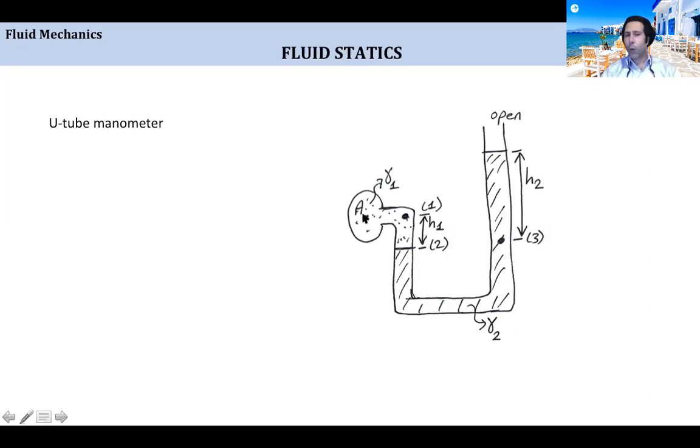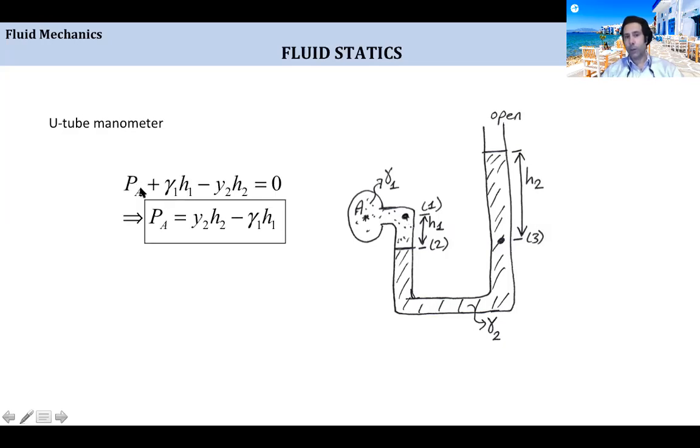Again, we start from one end of the manometer and we work our way around to the other end. We can start from the left end of the manometer or we can start from the right end of the manometer. It doesn't matter, okay? So now we start from, let's say, the left side. So pressure at this point is PA. We are moving horizontally within the same fluid. So at point one, pressure is still PA.